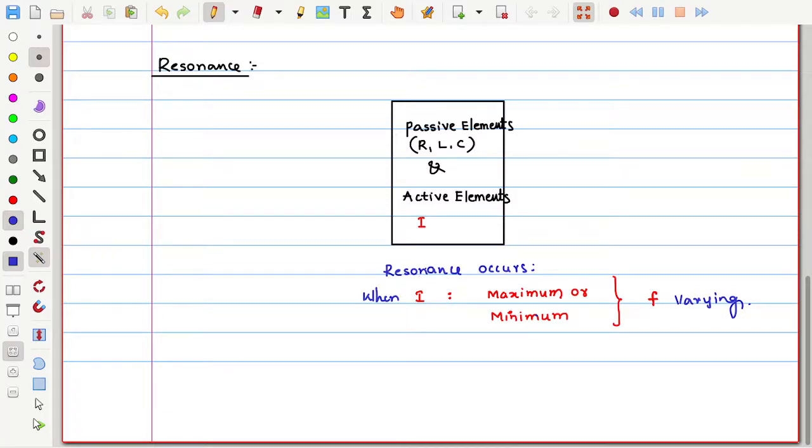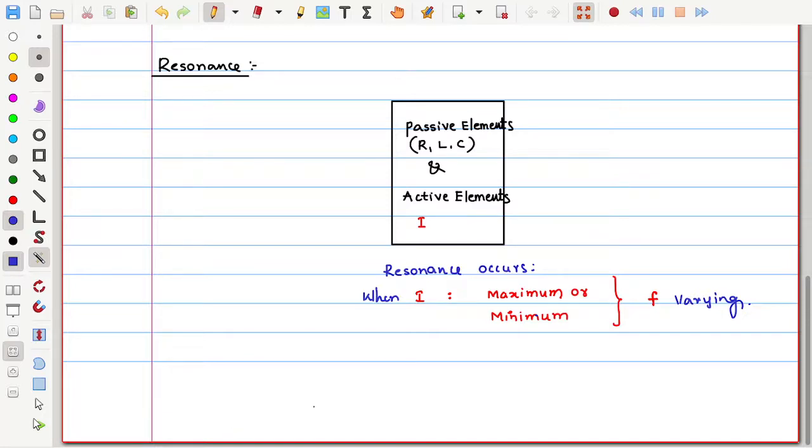So in simple words, we can say that resonance occurs in a network or circuit consisting of passive and active elements when the current in this circuit goes to either maximum or minimum for a varying frequency. Usually once the frequency is varying, at a particular frequency we see the current will be either maximum or minimum. That corresponding frequency and that corresponding condition we call the resonance condition.